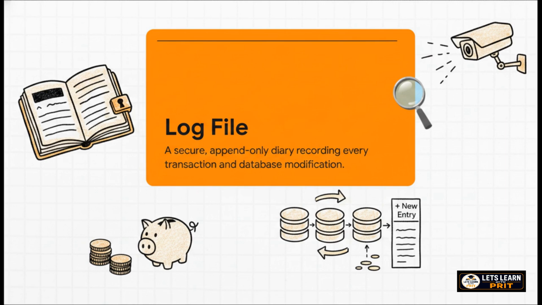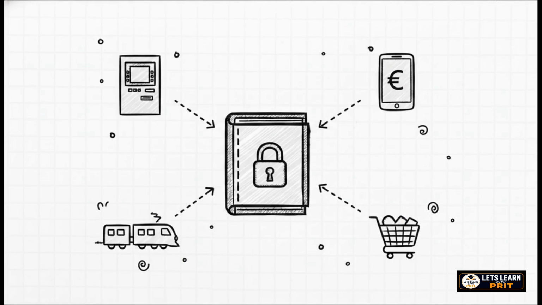Just like a shop has a CCTV camera watching everything, your database has a log file. If user A sends 100 rupees to user B, it gets recorded immediately. And append only means we only ever add new data to it. We never ever delete or modify the past records. These log files are literally the backbone of huge platforms. Think banking systems, ATM networks, Google Pay, e-commerce, and railway reservation systems.